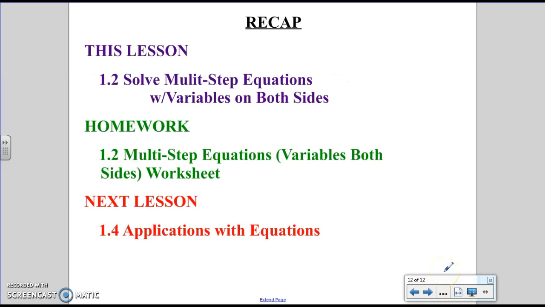Just to recap, today we solved multi-step equations with variables on both sides. Your homework is going to be solving equations with variables on both sides. And then our next lesson is looking at applications with equations. Okay, if you have any questions, raise your hand.